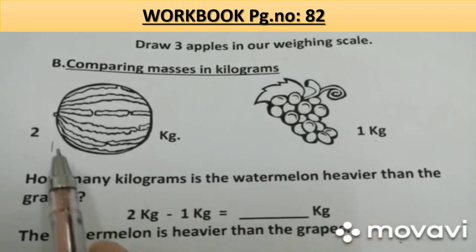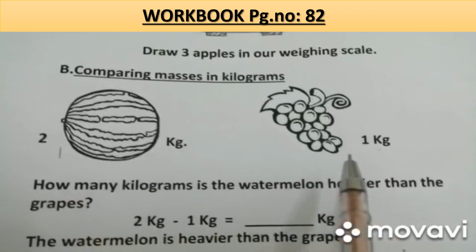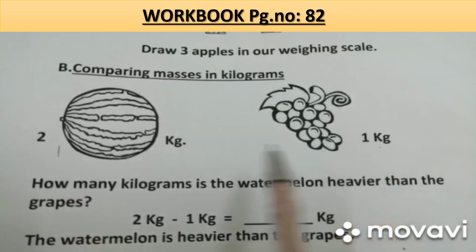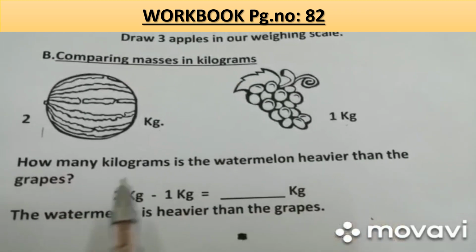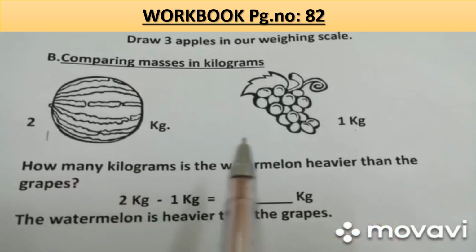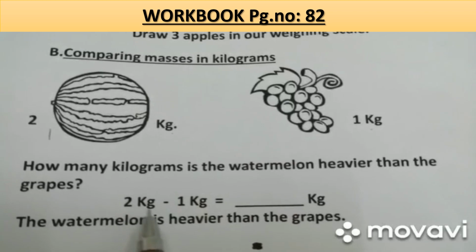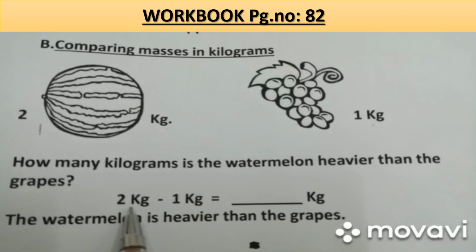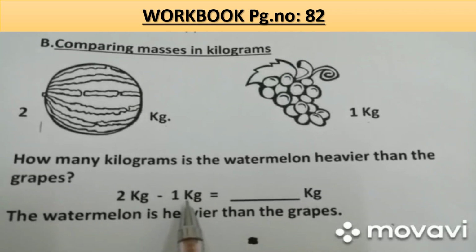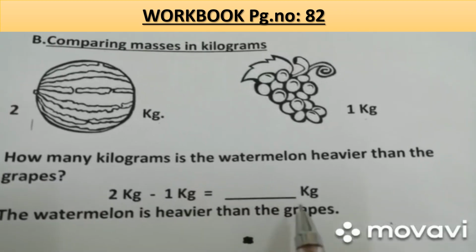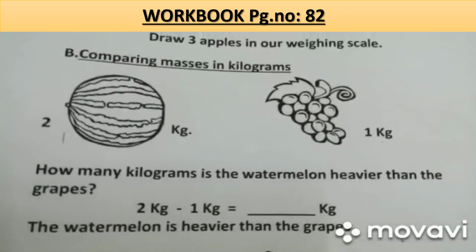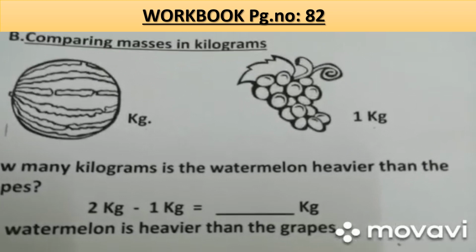So we will see how much weight the watermelon is heavier than the grapes, because watermelon is 2 kg and grapes is how much? 1 kg, means both are not same. So how will we find the difference between the two? We will do subtraction. That means watermelon is 2 kg and grapes is 1 kg. So we will find out what is the difference between watermelon and grapes.